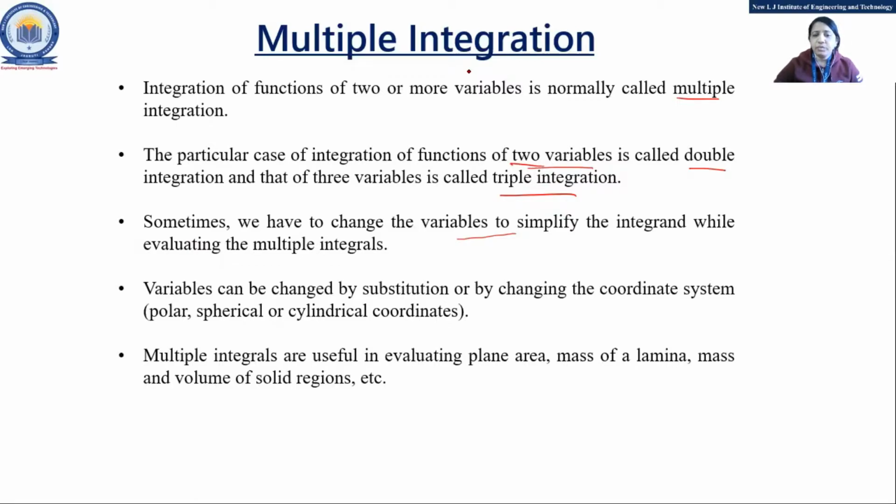Now the next is what? Variables can be changed by substitution or by changing the coordinates. So how? It can be polar, spherical or cylindrical coordinates.